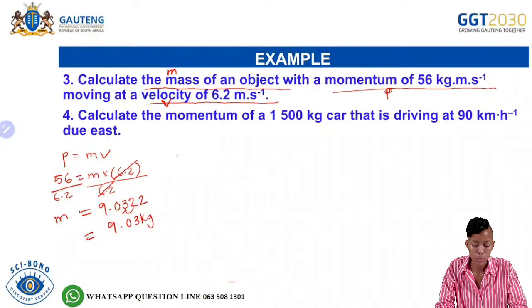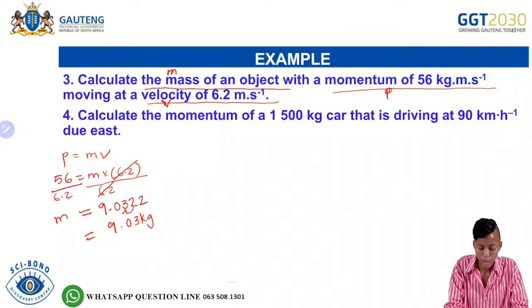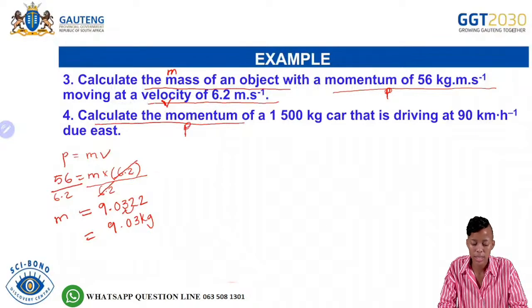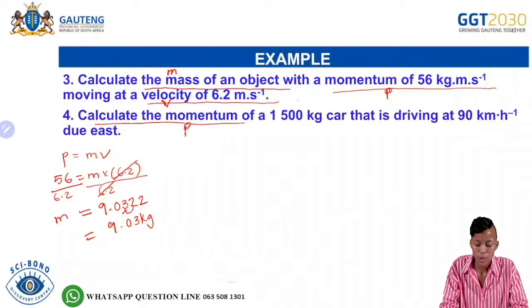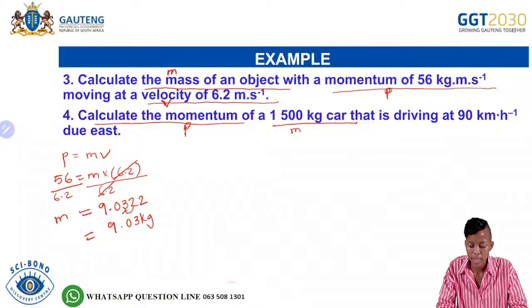So moving on to example number 4 there. It says you need to calculate the momentum. What is momentum again? Momentum is a P there of a 1,500 kilogram car. So what is this kilograms? The kilograms represent the mass that is driving at 90 kilometers per hour due east.